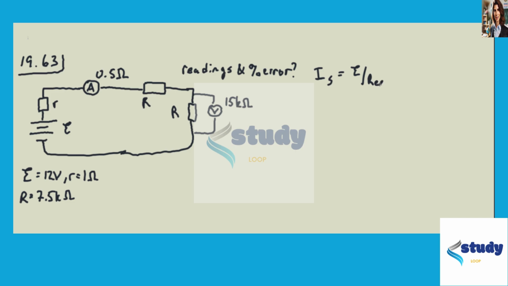So the total current through the battery here is going to be the EMF of the battery divided by the equivalent resistance.